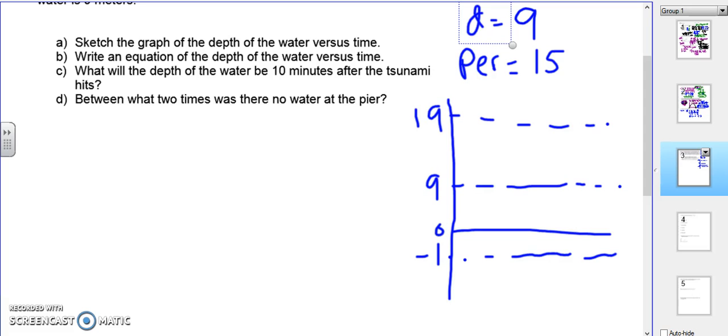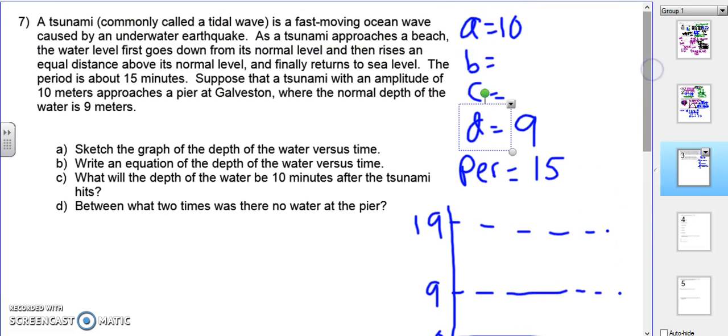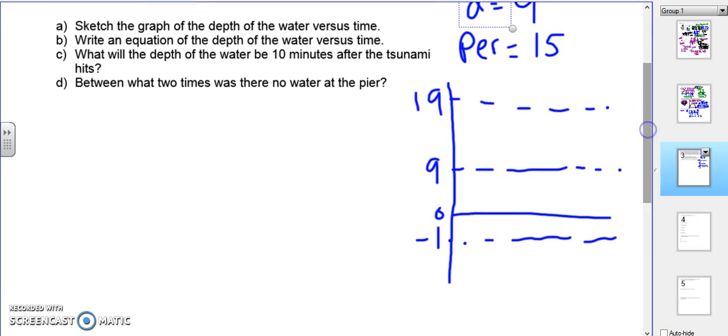All right, so let me go back and read it again. It says that it's normal level, and then it goes down first. So I'm at the normal level, and then I'm going down, back to the middle, to the top, back to the middle. So it's going to look like that.